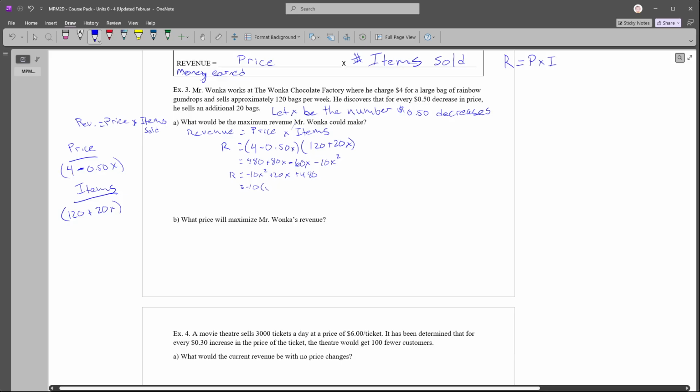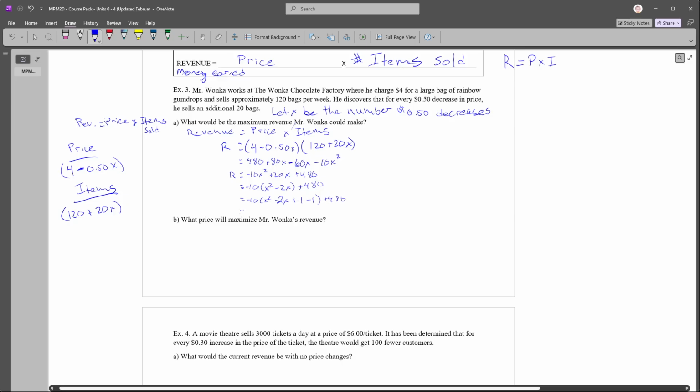So negative 10x squared just becomes x squared. 20 divided by negative 10 is negative 2x. And then we leave the 480 on the outside. Now we have our negative 10, we have our x squared minus 2x, and now we need to divide the second term by 2 and square it. So 2 divided by 2 is 1, squared is 1. So we're going to plus 1 and minus 1. We still have our plus 480 on the outside.